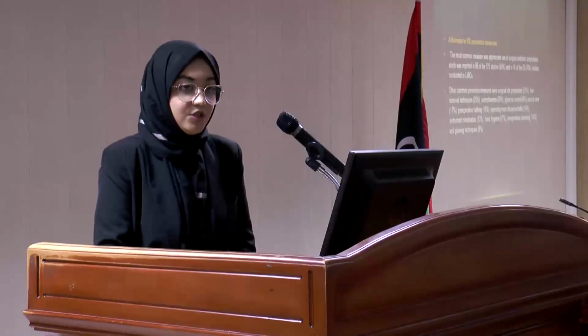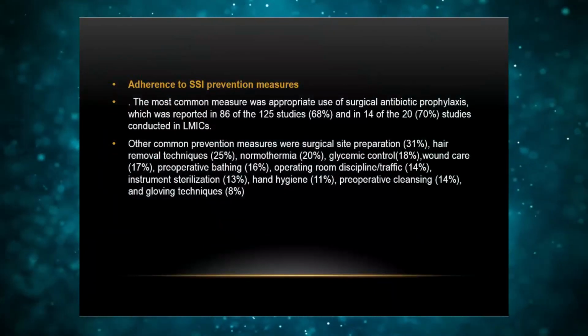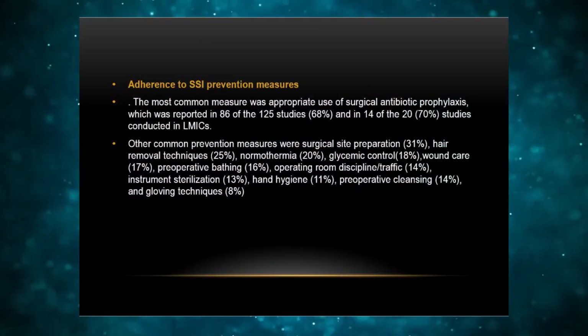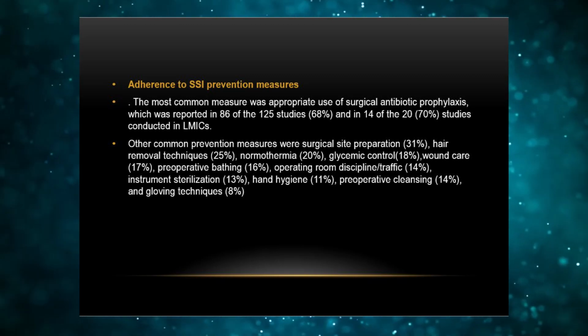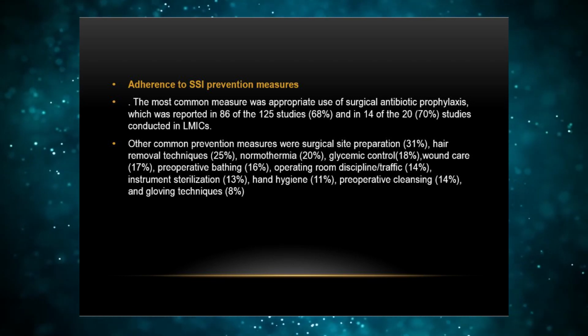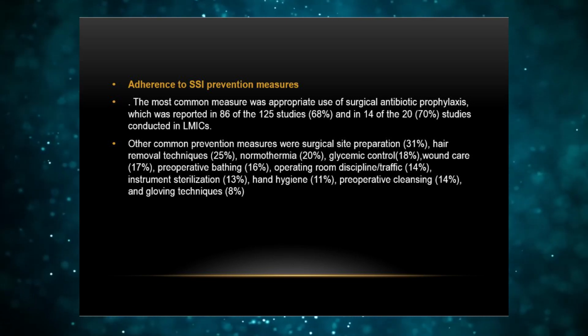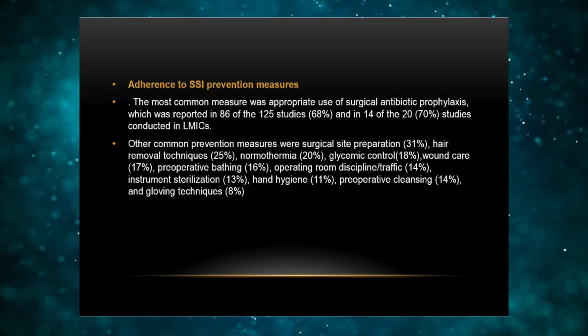For adherence to surgical site infection prevention measures, the most common measure was appropriate use of surgical antibiotic prophylaxis, which was reported in 86 of the 125 studies, 68%, and in 14 of 20 studies, 70%, conducted in low- and middle-income countries.